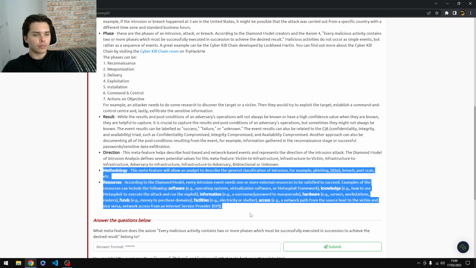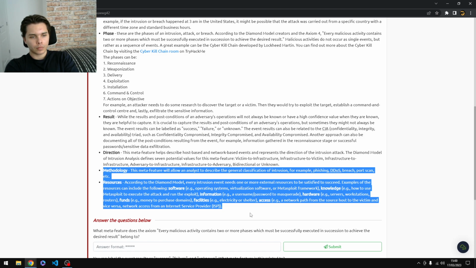Methodology: this meta feature will allow an analyst to describe the general classification of intrusion, for example, phishing, DOS, breach, port scan, etc. Resources: according to the Diamond model, every intrusion event needs one or more external resources to be satisfied to succeed.